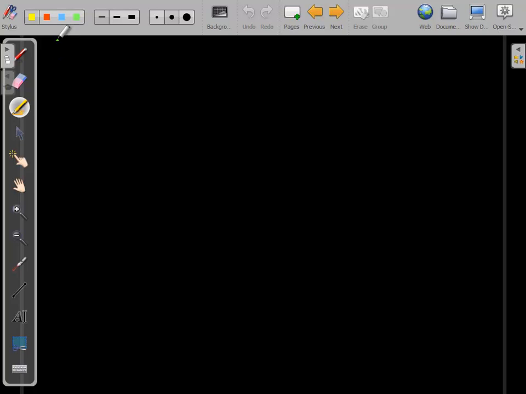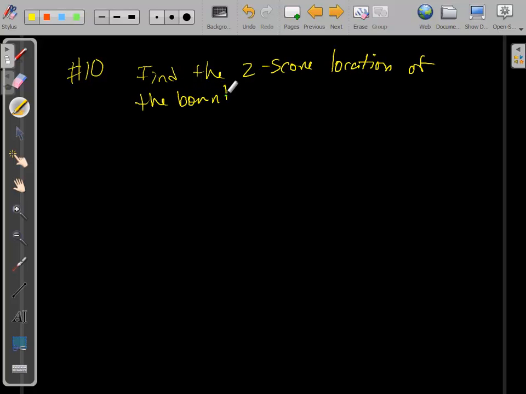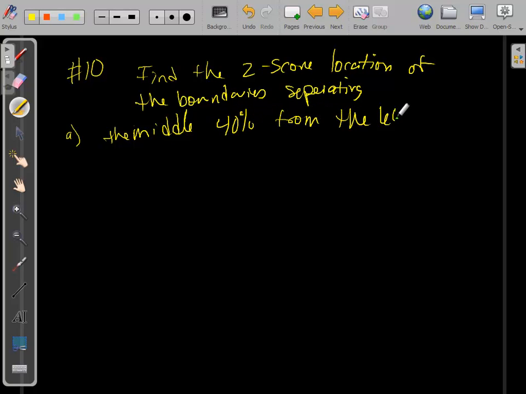Okay, let's take a look at problem number 10, also in chapter 6. In this one, let's look at kind of the reverse picture. If we had a particular region shaded in, could we find the z-scores? So find the z-score location of the boundaries separating, and I'll give you some different conditions here. Let's do this first one: separating the middle 40% from the 60% in the tails. As a heads up, you'll probably hear my son talking in this part of the video.